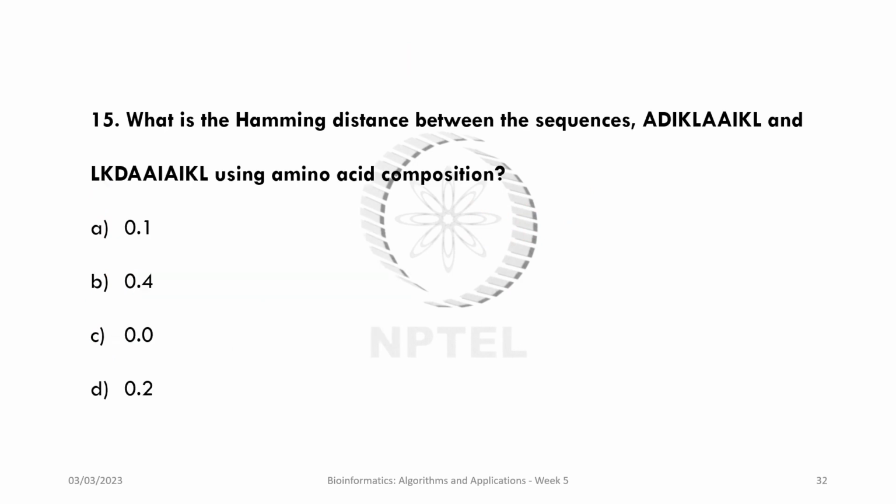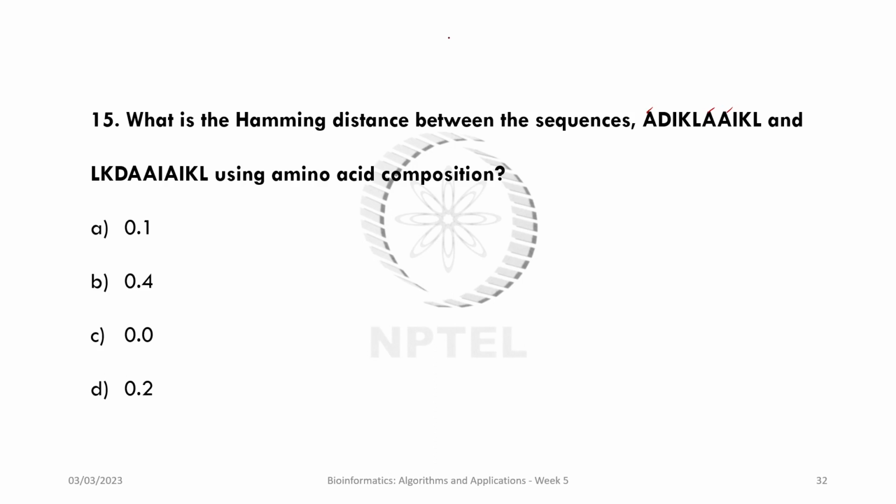Great. Question 15. What is the Hamming distance between the sequences ADIKLAAIKL and LKDAAIAIKL? Is it the same question? But that was Euclidean and this is Hamming distance. Once again, okay, you're all saying C. So is that right? It's so great.